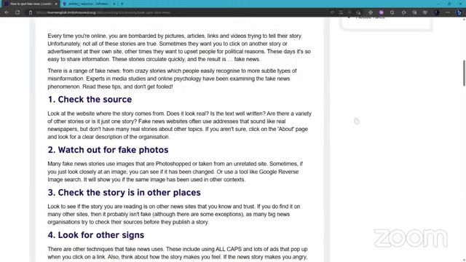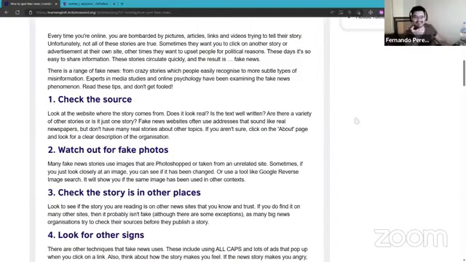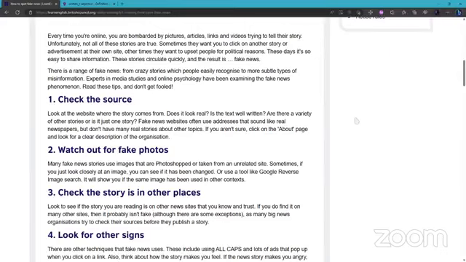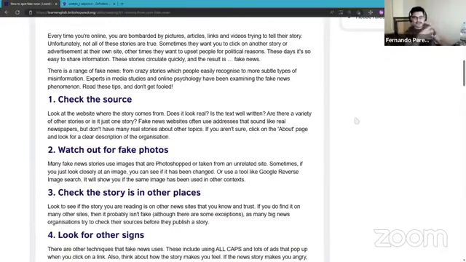If you aren't sure, click on the About page and look for a clear description of the organization. This is the tip, right? This is the full tip of the exercise. So we are not talking about similar words or the URL. Pay attention to the reading. Don't invent other things. Just check the reading, check the text. What is the context of the text?